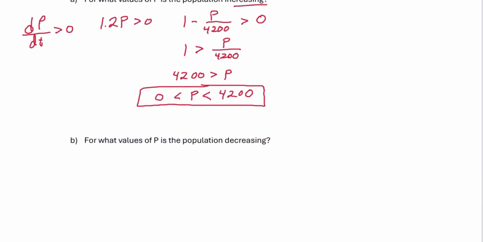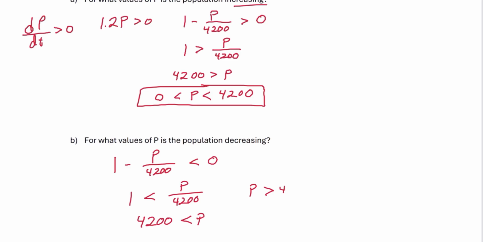Similarly, we could ask, when is the population decreasing? Using the same logic, 1 minus p divided by 4200 would need to be less than 0. Again, adding to both sides the fraction, and then we get 4200 is less than p. So when the population is over 4200, we have that the population is decreasing.